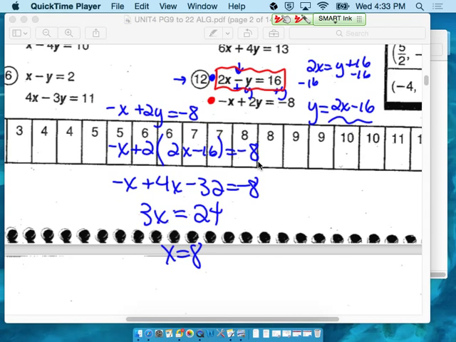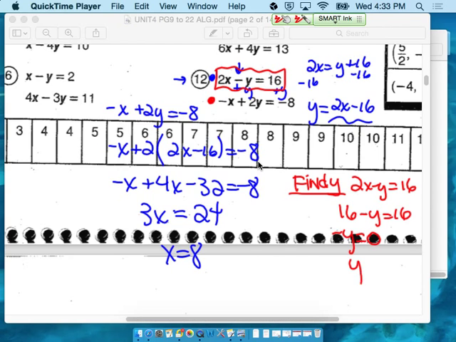If x is 8, so now my job is to find y, and I'm going to use 2x minus y equals 16. So I've said x is 8, 2 times 8 is 16. 16 minus y is 16. So that means that if I subtract 16 from both sides, negative y is 0, which just means that y is 0. So the solution for the problem given in number 12 will be the ordered pair x is 8, y is 0.